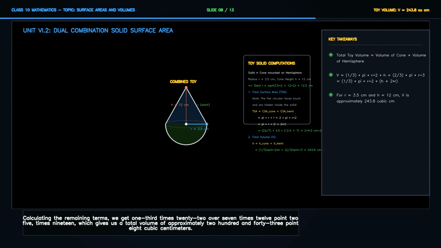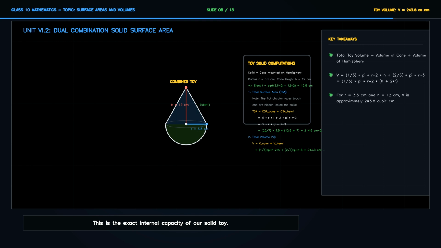Calculating the remaining terms, we get 1/3 times 22 over 7 times 12.25 times 19, which gives us a total volume of approximately 243.8 cubic centimeters. This is the exact internal capacity of our solid toy.